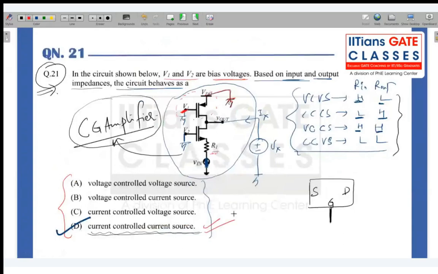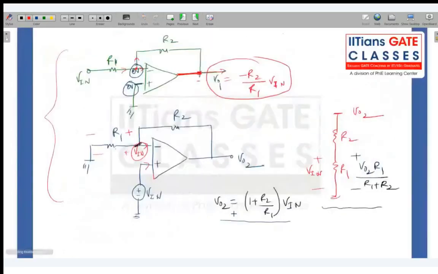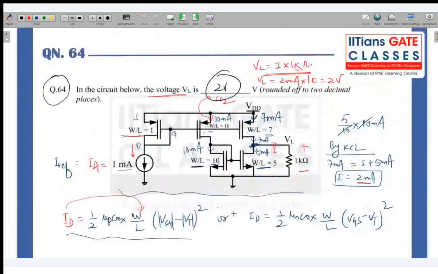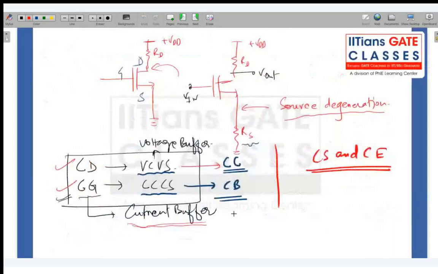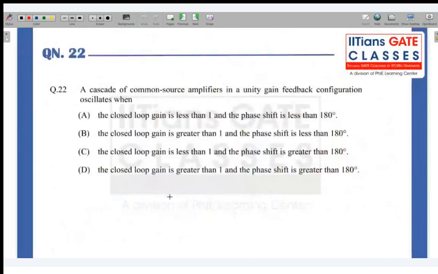So these three questions were very good questions. Whatever we discussed directly in the classroom was asked this year. Now coming to question number 22. What is given here is that they have mentioned the cascade of common source amplifier in a unity gain feedback configuration.